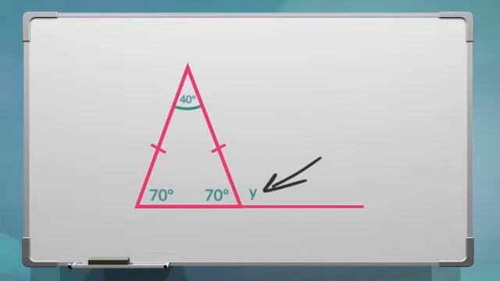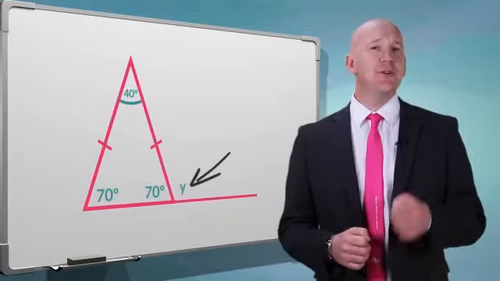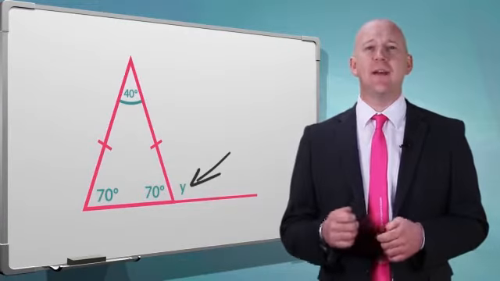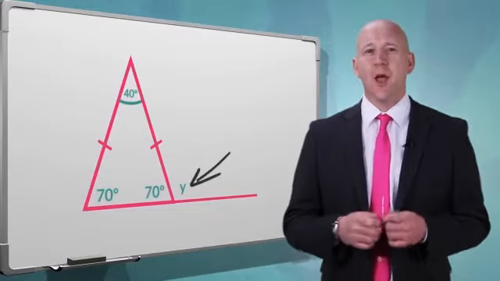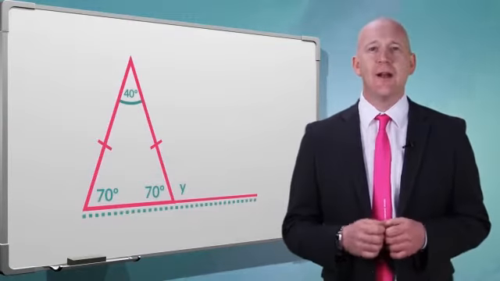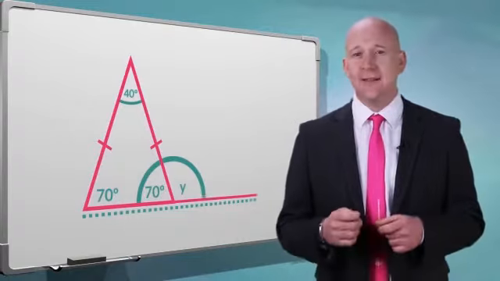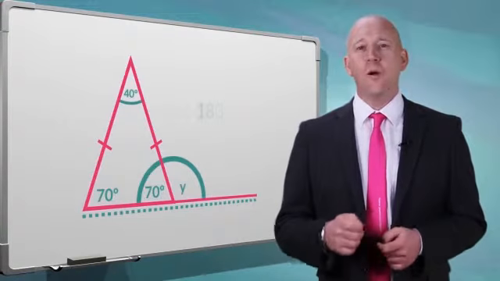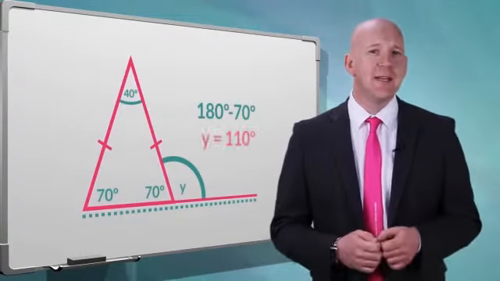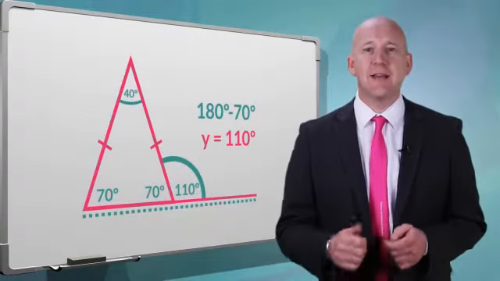Okay, what about y then? You will need to use a more basic angle fact that you should already know, which relates to the angles on a straight line. Hopefully, you will know that angles on a line also add up to 180 degrees. So doing 180 minus 70 gives you 110.